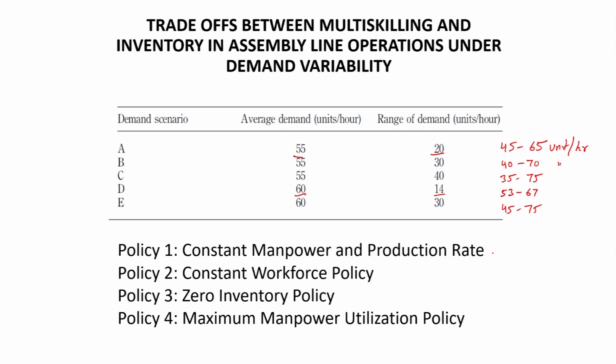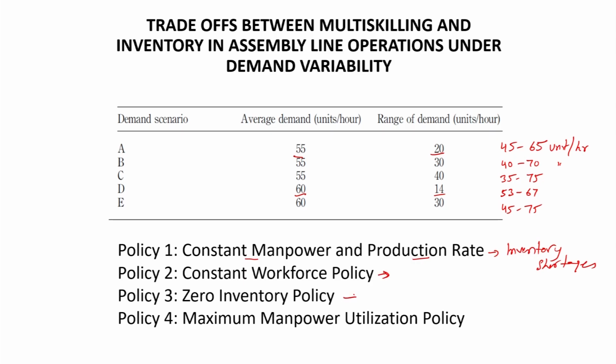We are studying 4 different policies. One is using constant manpower and production rate. That means, even if the demand is varying, we continue to assemble at the same production rate, and in the process we create inventory and in some cases shortages also. So, we have to consider the inventory and shortage costs. In the second policy, we are not changing the manpower; we keep the manpower required for the maximum production rate, and we do not keep the production rate constant. We produce only what is required and keep the workforce idle.